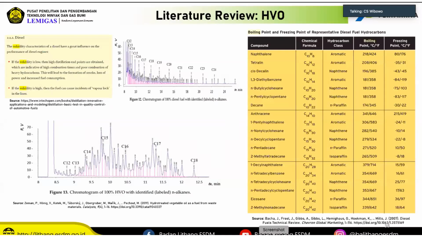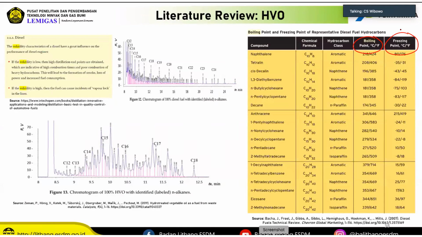type of literature that stated several compounds and also chemical formula as well as the boiling point and freezing point, that can be used as a reference to identify the distillation temperature as mentioned in the previous slide. So we have in here all of the compounds and all of the boiling point and freezing point that can be used as a reference.